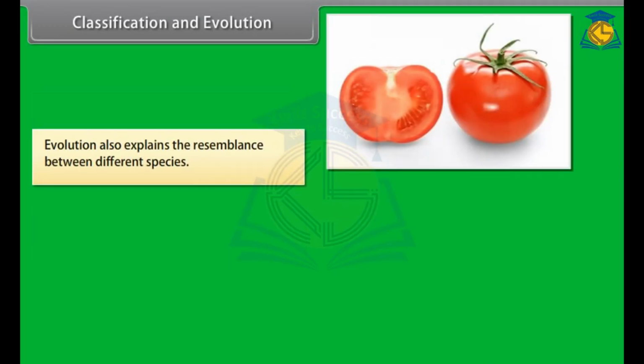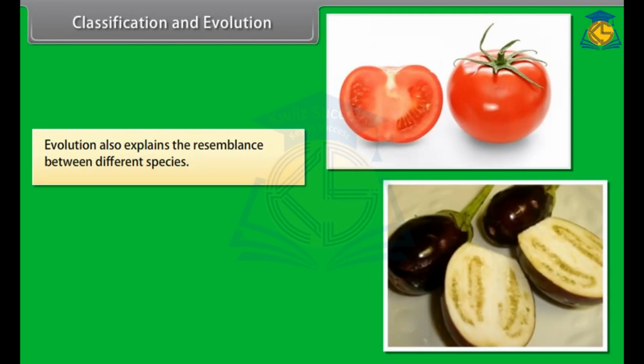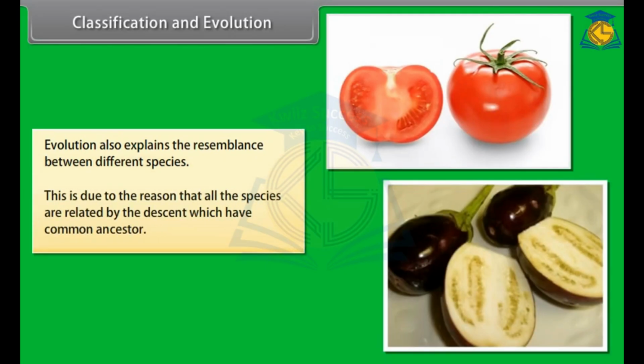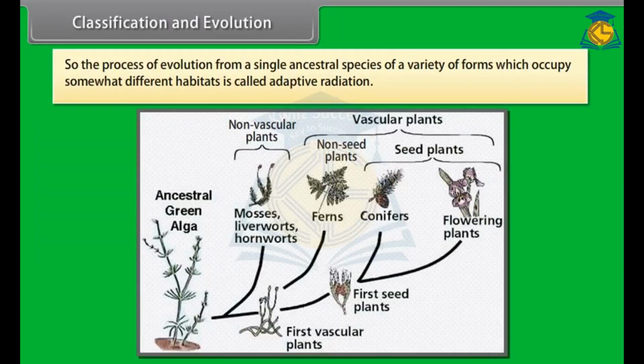Evolution also explains the resemblance between different species. This is due to the reason that all these species are related by descent, which have a common ancestor. So, the process of evolution from a single ancestral species of a variety of forms which occupy somewhat different habitats is called adaptive radiation.